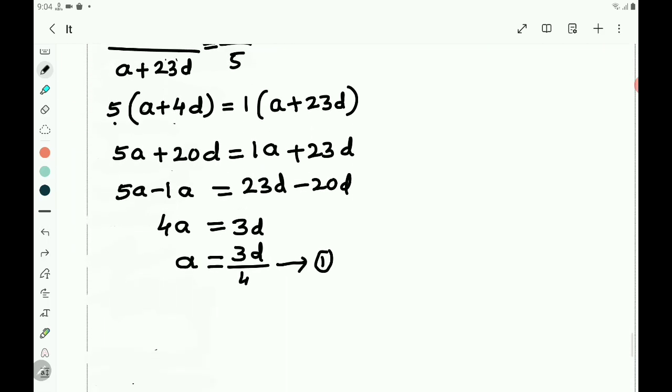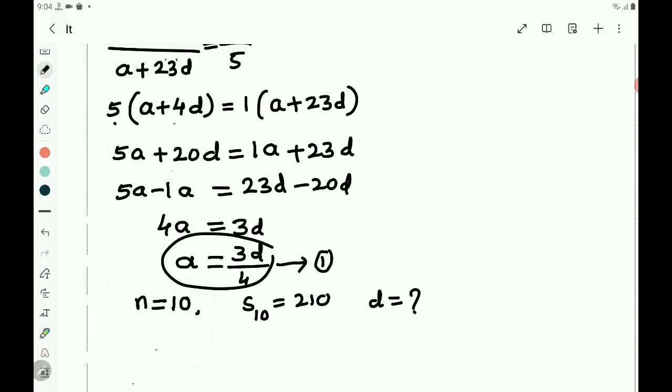Sum of first 10 terms. Here you got a equals 3d by 4, and n means sum of 10 terms is given, that is 210. Then you write n equals 10 and S10 equals 210. What is to be found out? Here a is given, n is given, and Sn is given. Find d. d equals question mark.